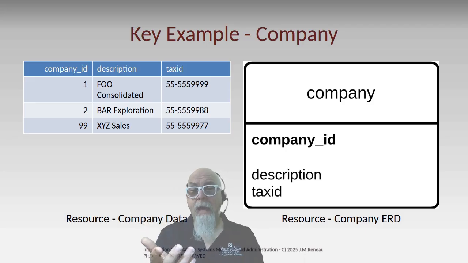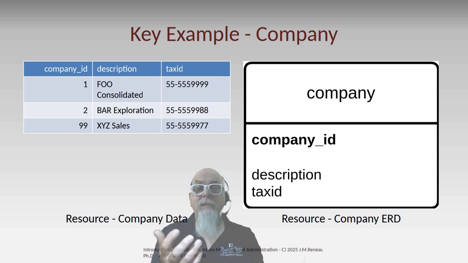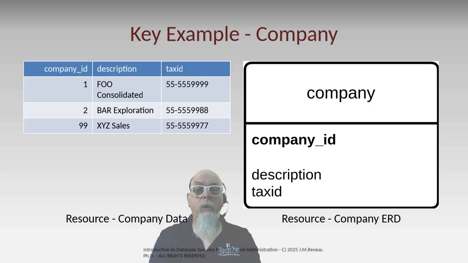So in this case, we've created a surrogate key. We've created a synthetic attribute called company ID, where we're going to just assign each company a number. Company number one, company number two, company number 99. And that we will use as our primary key, reserving the other candidate keys for us to look things up.